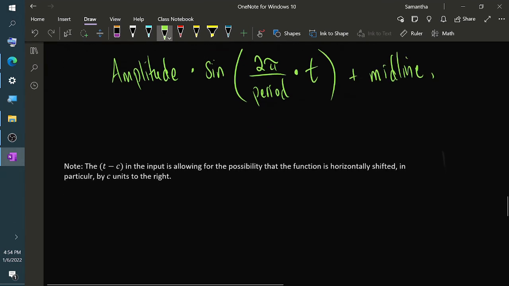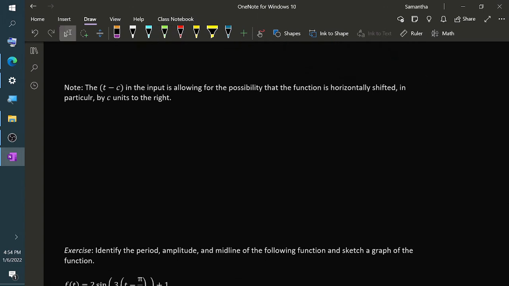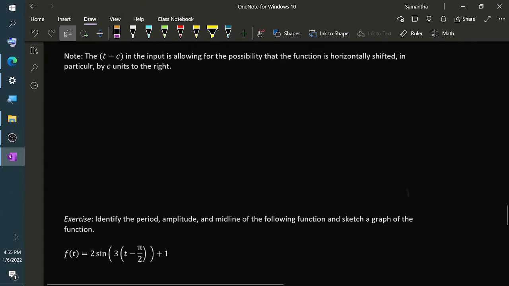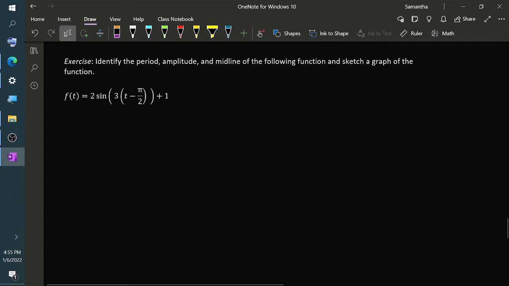Now, there's one variety of transformation that we really haven't talked about so far, and that is the horizontal shift. But horizontal shifts will not affect the amplitude, the period, or the midline. For example here, exercise. Let's identify the period, amplitude, and midline of the following function and quickly sketch a graph of this function.